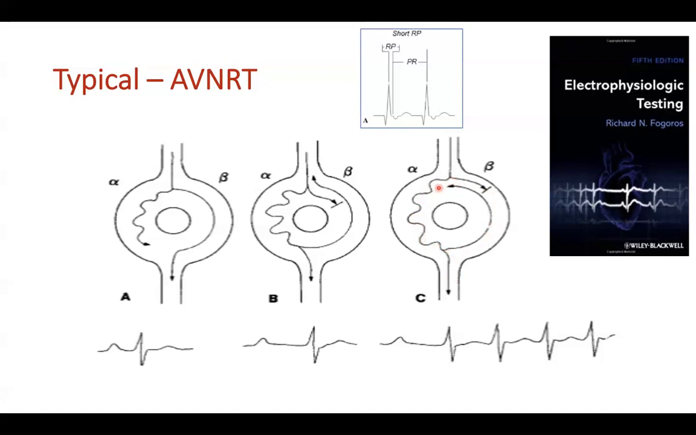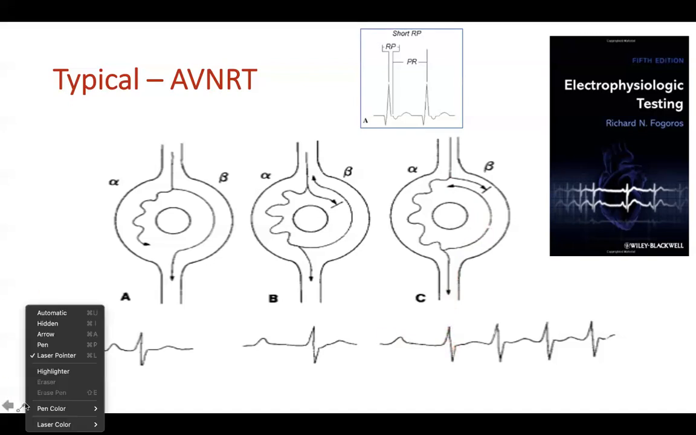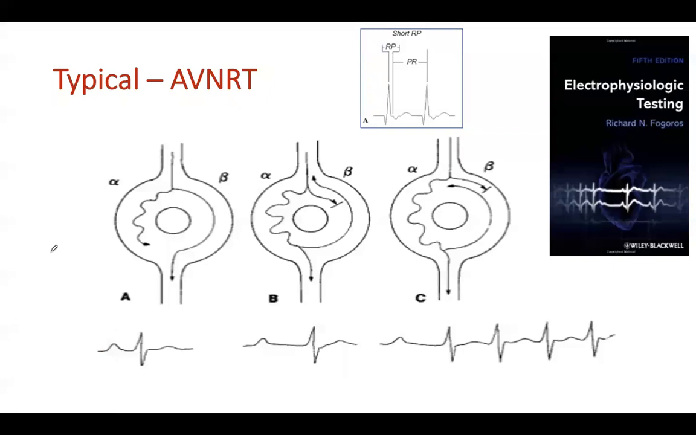So you have a circuit within the AV node, okay? So you have a PAC that starts with a long PR because it blocks down the fast, goes down the slow. So that's why you have a PR prolongation. And then you have short RP because the QRS fires and then retrograde A goes up the fast pathway so that, by the time the QRS finishes, the P already conducts. Okay, makes sense, guys? So let me draw it for you.